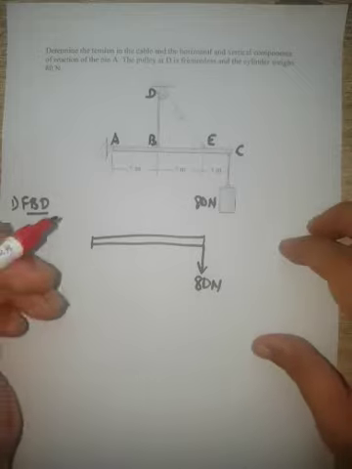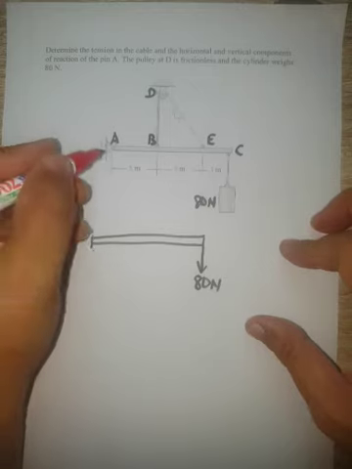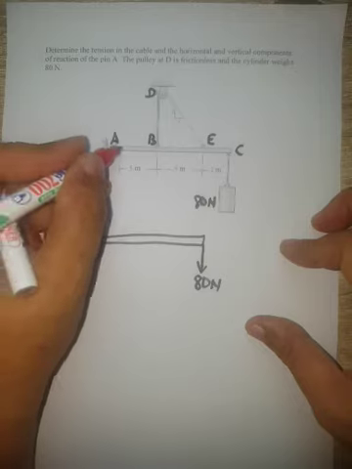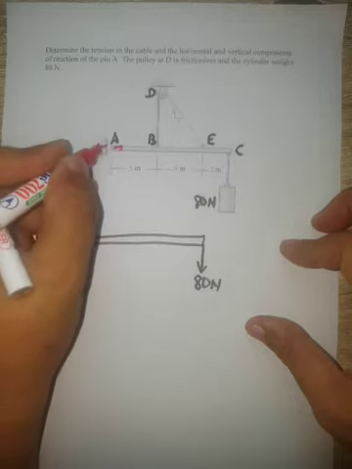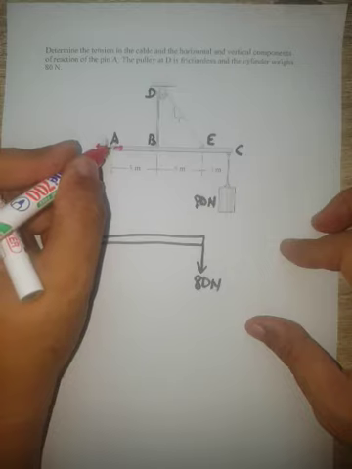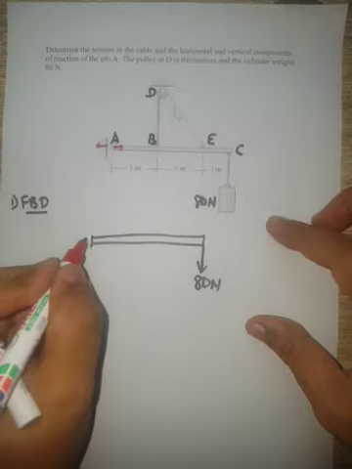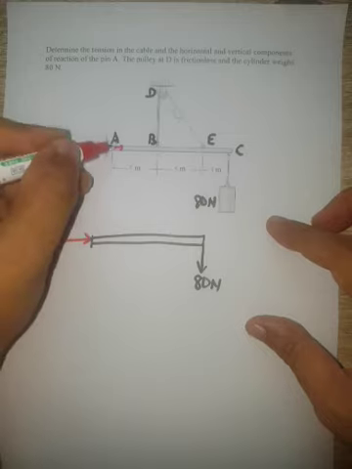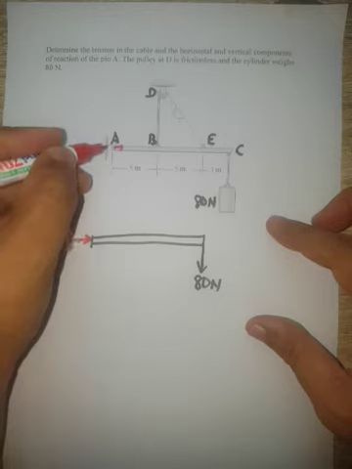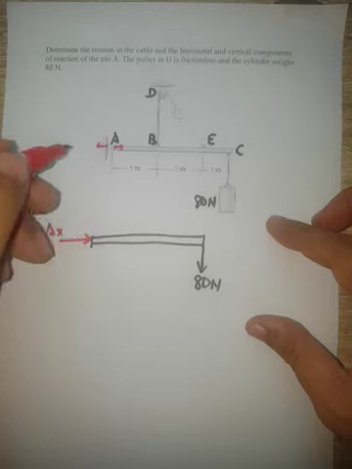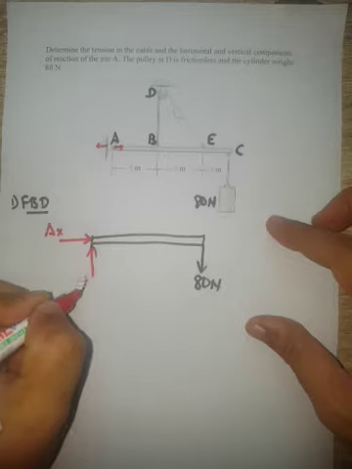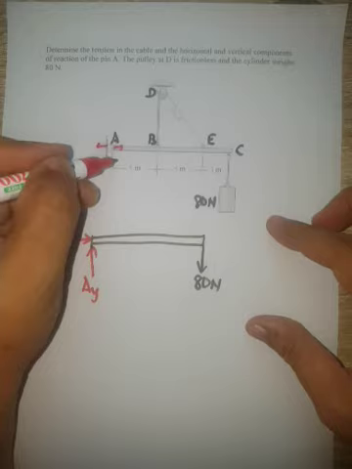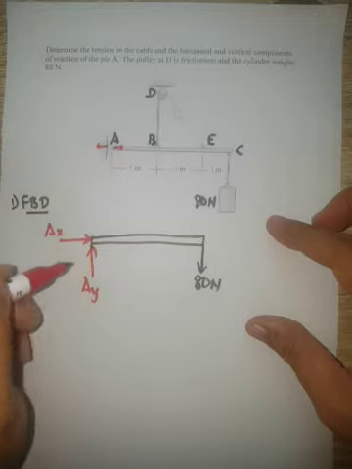the reaction force at joint A. Since joint A is a pin joint, can the frame move left and right? No, because this support prevents the frame from moving left and right. So we have the reaction AX. Can the frame move up and down? No, because the support prevents the frame from moving up and down. So we have AY. Can the frame rotate? Yes, of course it can. Because it's a pin joint, there is no reaction moment here.